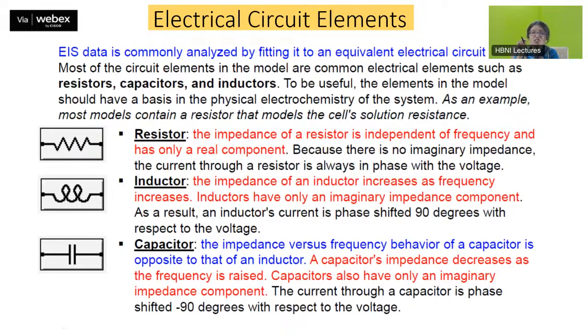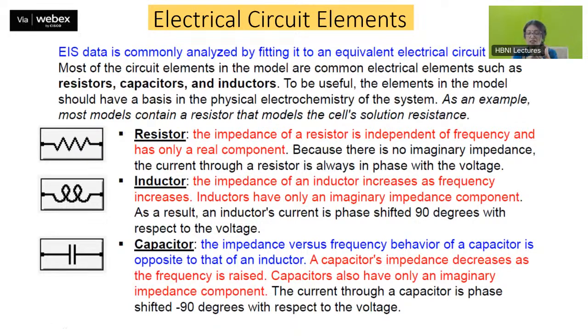So because there is no imaginary impedance, the current through a resistor is always in phase with the voltage. All this becomes very handy when you are actually trying to fit your EIS data with an equivalent electric circuit. For an inductor, what happens?